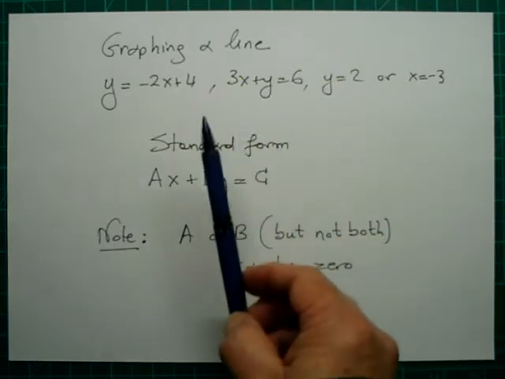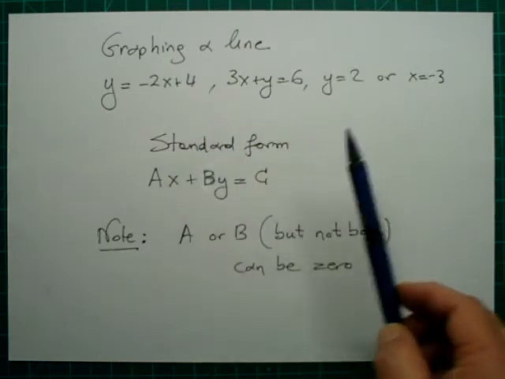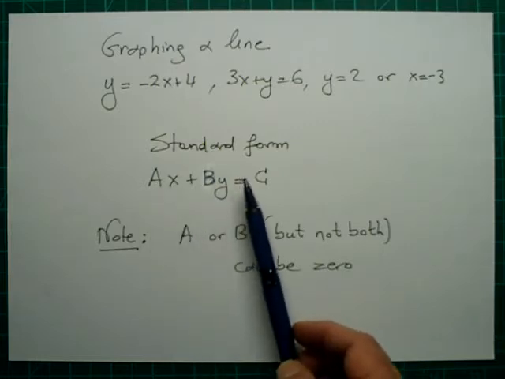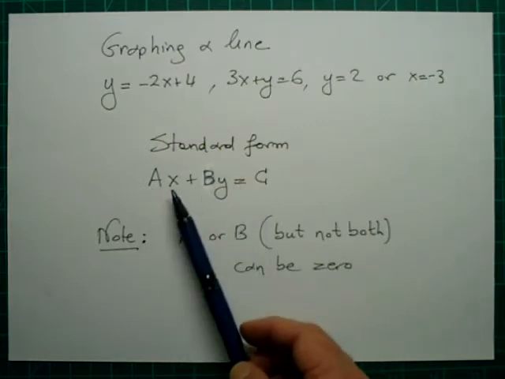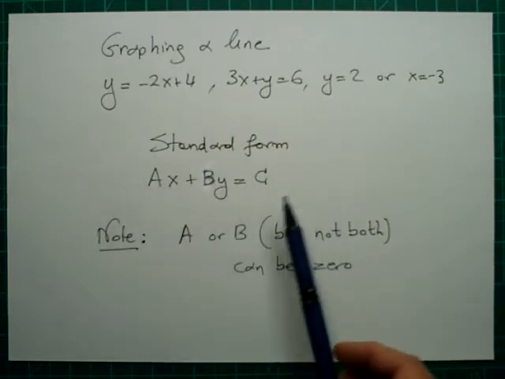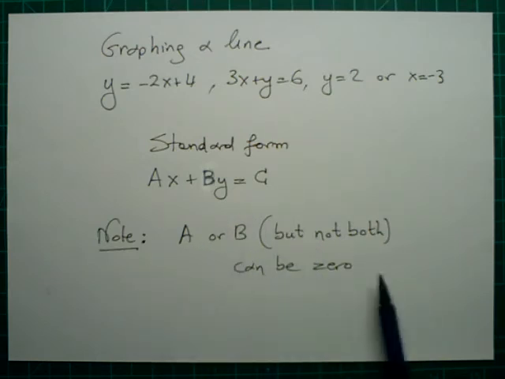One way of writing an equation of a straight line is called standard form. If a, b, and c are constants and x and y are variables, then this equation is the standard form of a line. Note that a or b can be 0 but not both.